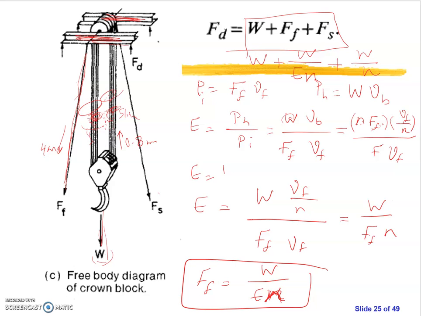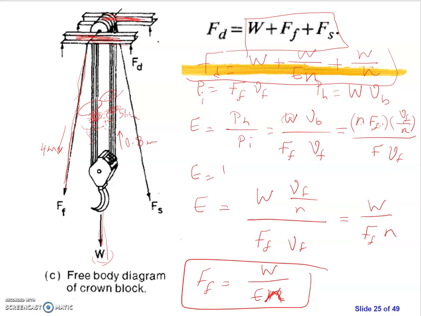This is not moving, right? Since it's not moving, then there is no friction, right? And since there is no friction, there is no efficiency here. So it's just W over N. These two are very similar, except that this does not have the efficiency, right? So this equation is the total force applied to the derrick. Again, this is equation 1.8 in your book.